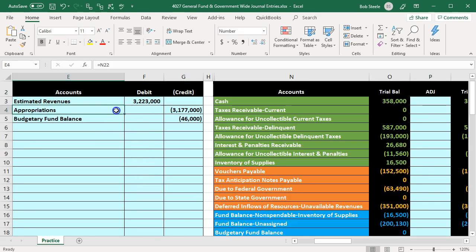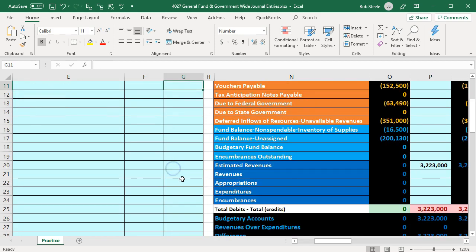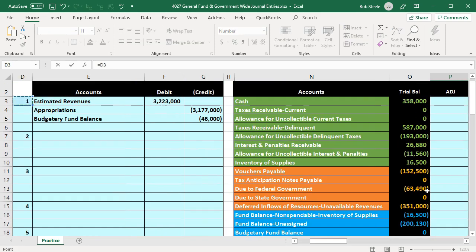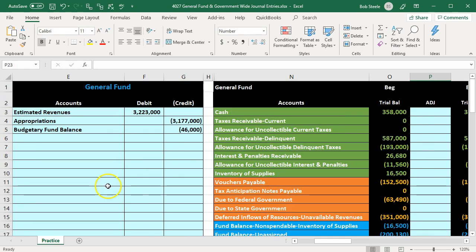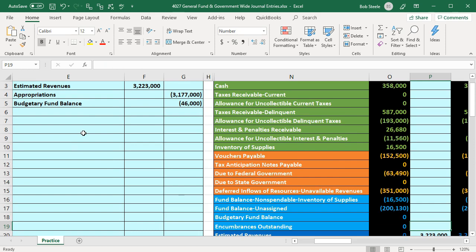Then we're going to do the appropriations. Here's the appropriations. We're in cell P22 equals. We're going to scroll back up and pick up the appropriations. And that's going to be the credits. And there we have that. And then we've got the budgetary fund balance. That's going to be here.